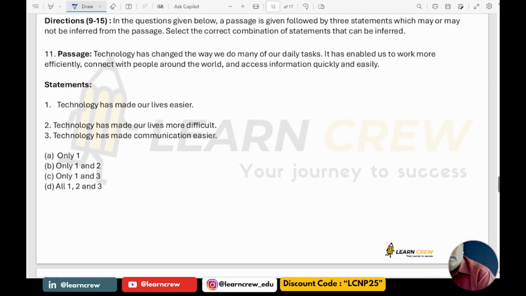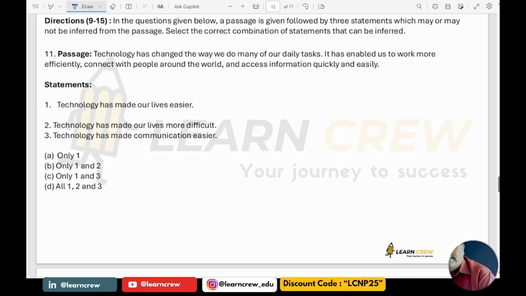Next, question number 11. Technology has changed the way we do many of our daily tasks. It has enabled us to work more efficiently, connect with people around the world, and access information quickly and easily. So from this passage, what can be inferred? First one, technology has made our lives easier.